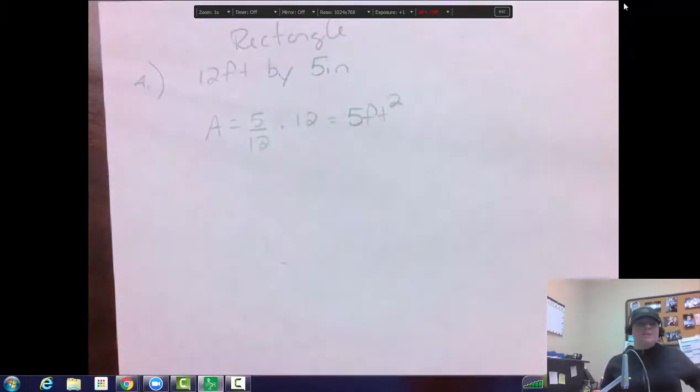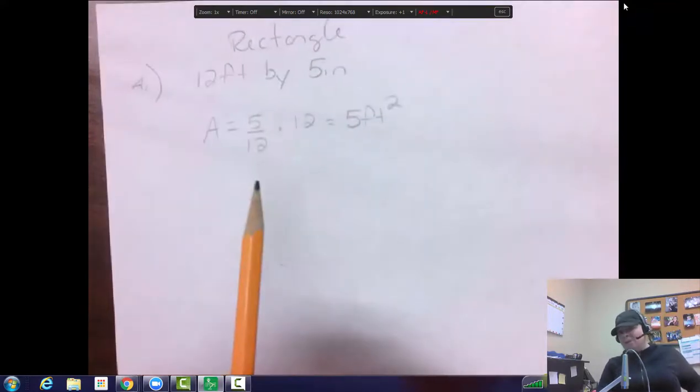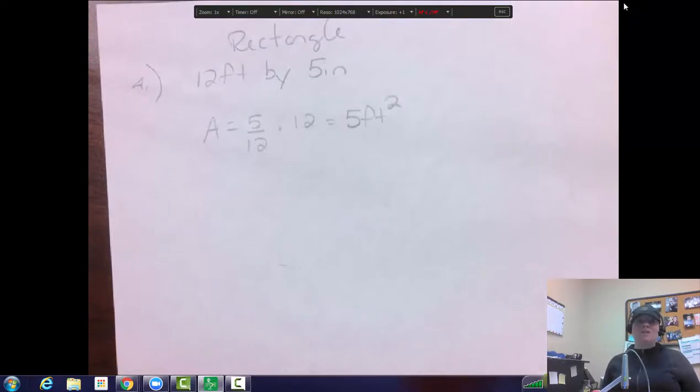So you have to convert them into the same units. We could have easily multiplied 12 by 12 to get how many inches were in there, and we could have had our square inches. So you have to pay attention to which one you have to convert. So hopefully this video helps some of you that are really struggling with 9-1.